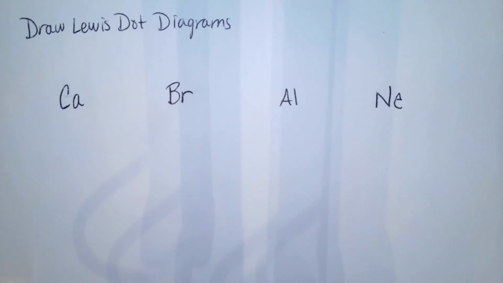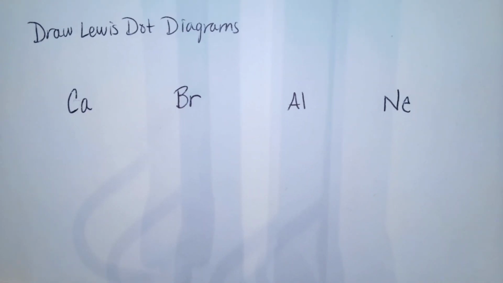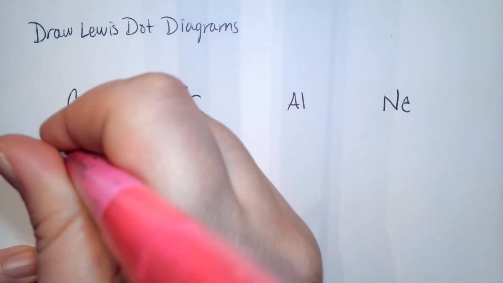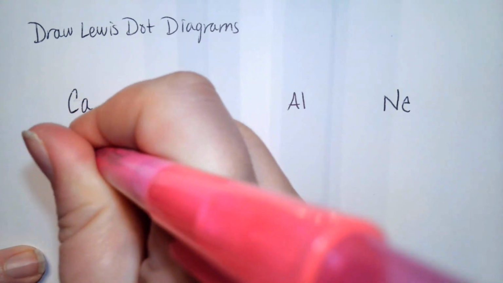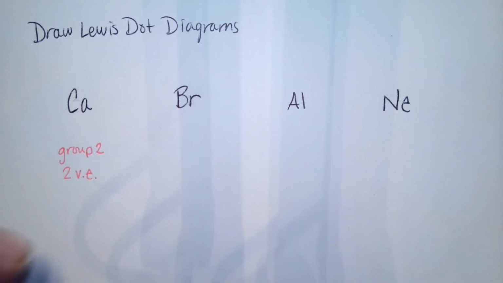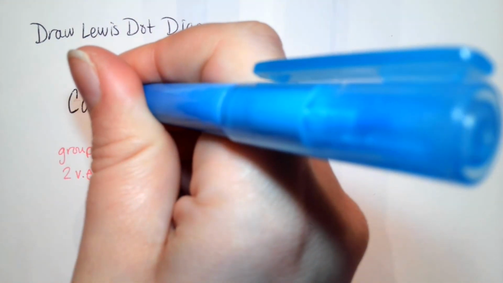Okay, so I would like to practice drawing a few Lewis dot diagrams right now. So here are 4 elements. If you would like to, go ahead and pause the video right now and see if you can draw these. So we're going to start by going through each one and seeing how many valence electrons they have and what group they're in. So Ca stands for calcium. Calcium is a group 2 element, and everything in group 2 has 2 valence electrons. So how do we draw this? We just put 2 dots around the outside.